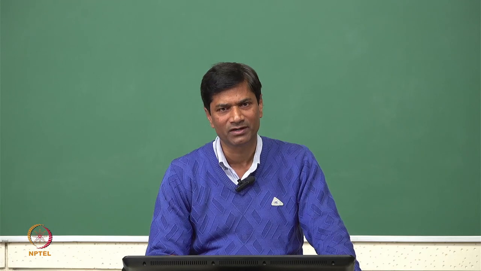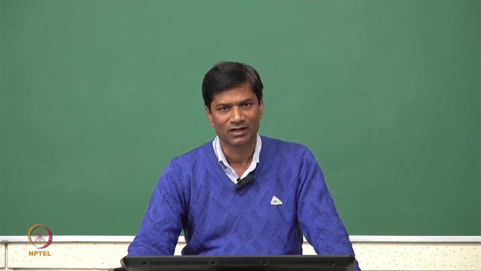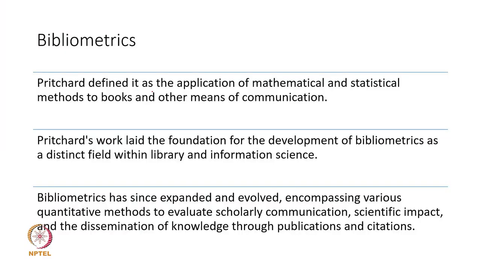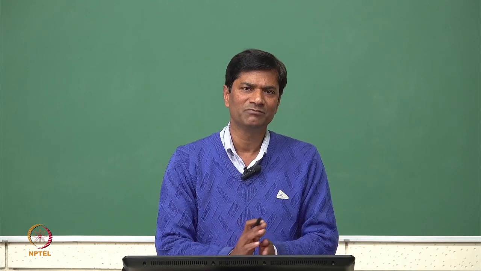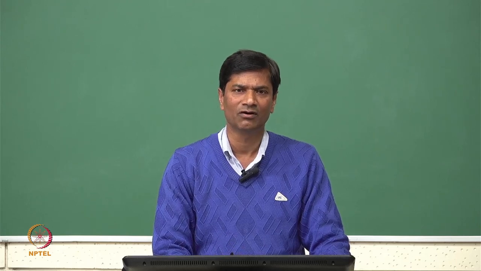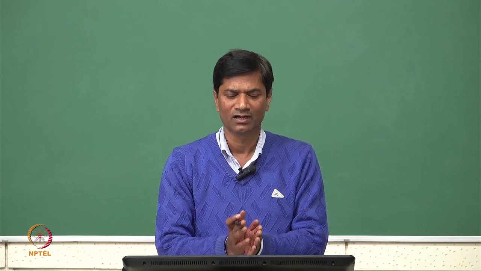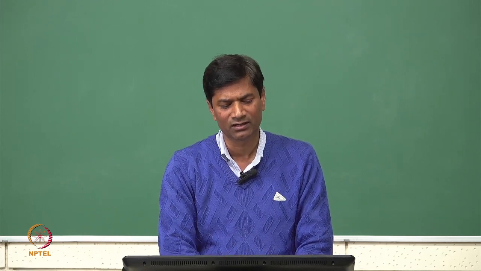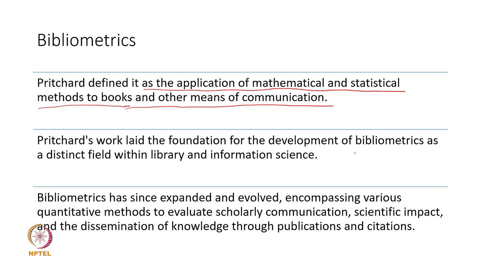As we know, biblio means book, metrics means measurement, but Pritchard defined this term as something broader in aspect. He defined bibliometrics as the application of mathematical and statistical methods to books and other means of communication. He did not confine himself to books only, but his definition covers the application of mathematical and statistical tools to measure the quantity of information in books and other means of communication. And basically, it was Pritchard's work which laid down the foundation of the development of bibliometrics as a distinct field within library and information science.